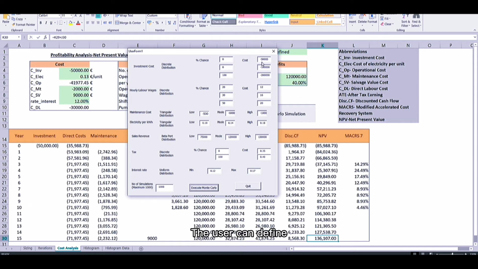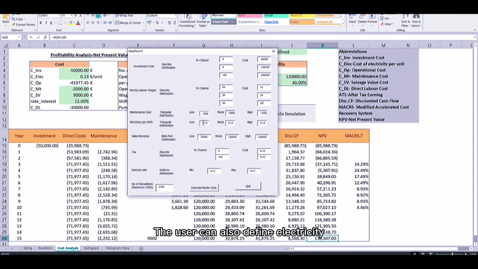The user can define investment costs from 3 different suppliers. The user can also define working wages for 3 different classes of workers, for example, trainees, technical operators, highly skilled operators. The user can also define maintenance costs from low to the highest.